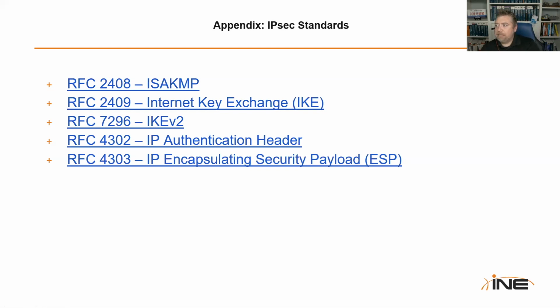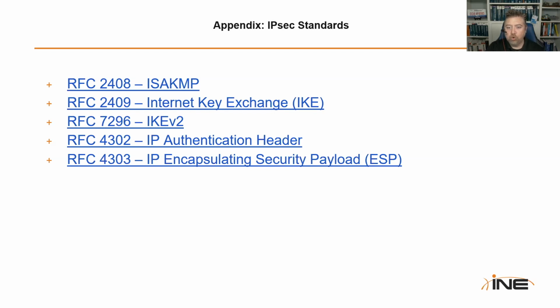Okay, so in the appendix of the slides here, here's some references for you if you want to look up the specific details of the implementations. We have the standards for ISAKMP, IKE, and IKE version 2. And then for the authentication header and for the encapsulating security payload. So it's a number of different RFCs that combine together to make the entire IPsec suite. IPsec is not just one protocol, it's the negotiation plus the data plane, the phase 1 and the phase 2.